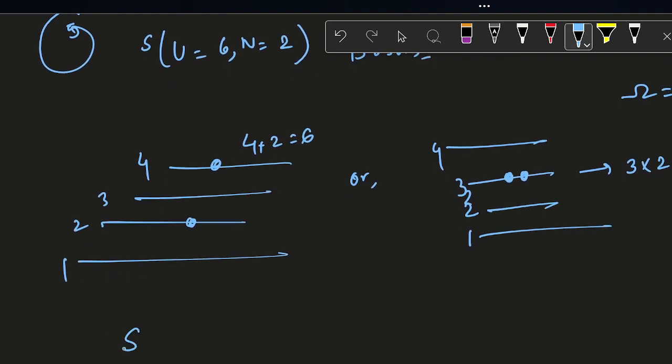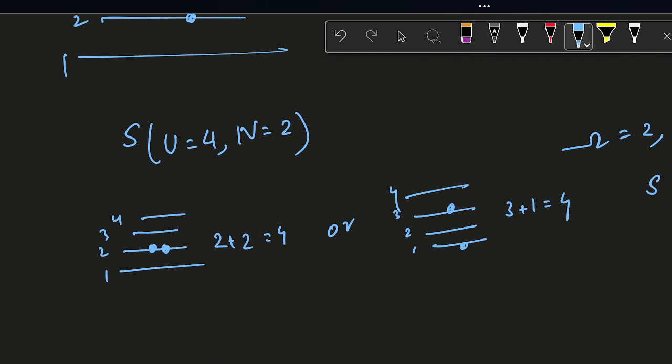Similarly, check for the second case, u equal to 4 and n equal to 2. Again draw the 4 levels. How to get a total energy of 4 with 2 particles? You can put both on level 2, so 2 plus 2 equal to 4. Or you can have one at 3 and one at 1, so again 3 plus 1 equal to 4. So omega is equal to 2, and here the s value is ln 2 again.